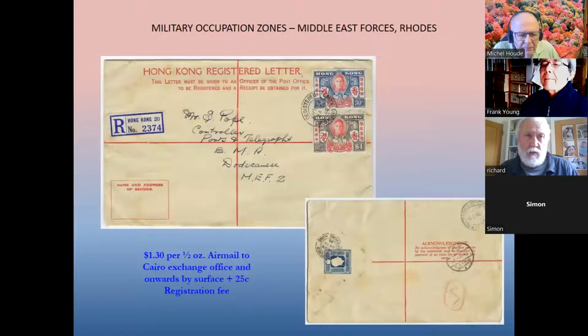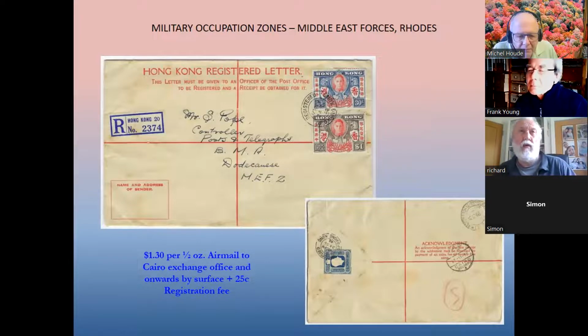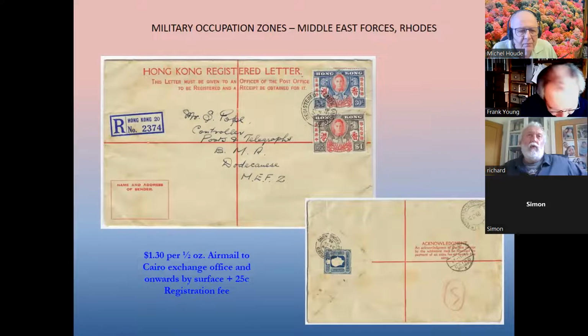Okay, now we're on to military occupation zones. I've got two of these, and the first one is one of my favorite finds for this kind of entity. Rhodes, the Middle Eastern Forces, MEF Dodecanese, which is the island of Rhodes, just off the coast of Turkey in the southern Aegean Sea.